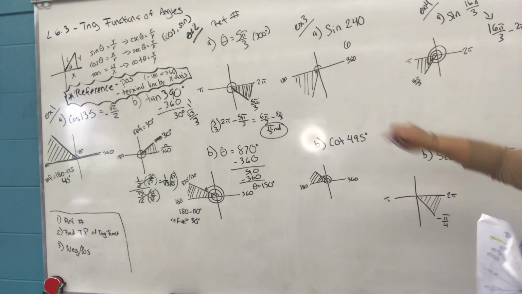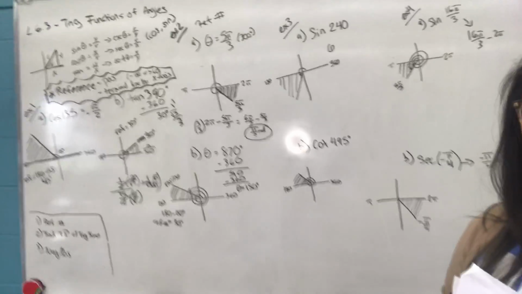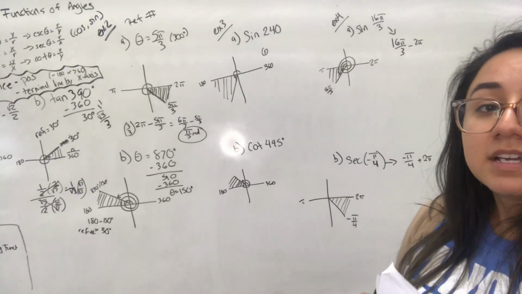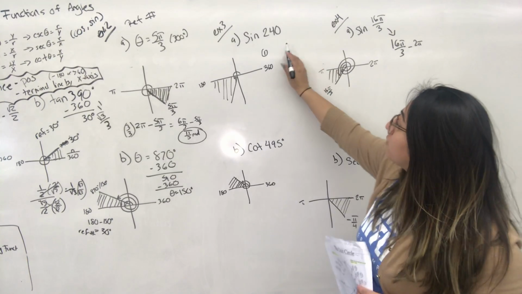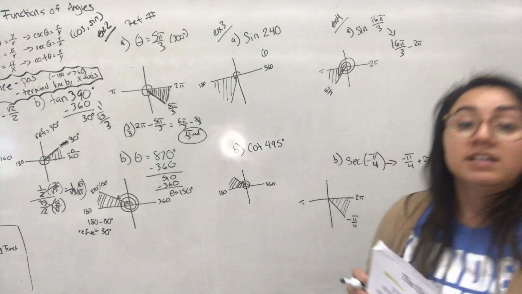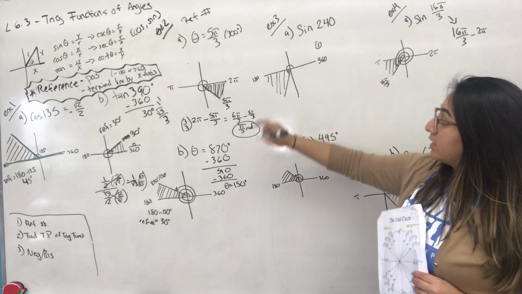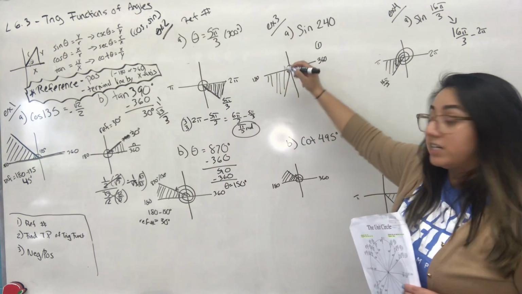Here, the sine of 240. 240 is within 360, so we don't have to worry about that. Let me move this camera here. So now we have sine of 240. If I graph it, I have it here. The first thing you do, you always find your reference point here. So I shaded in that region.